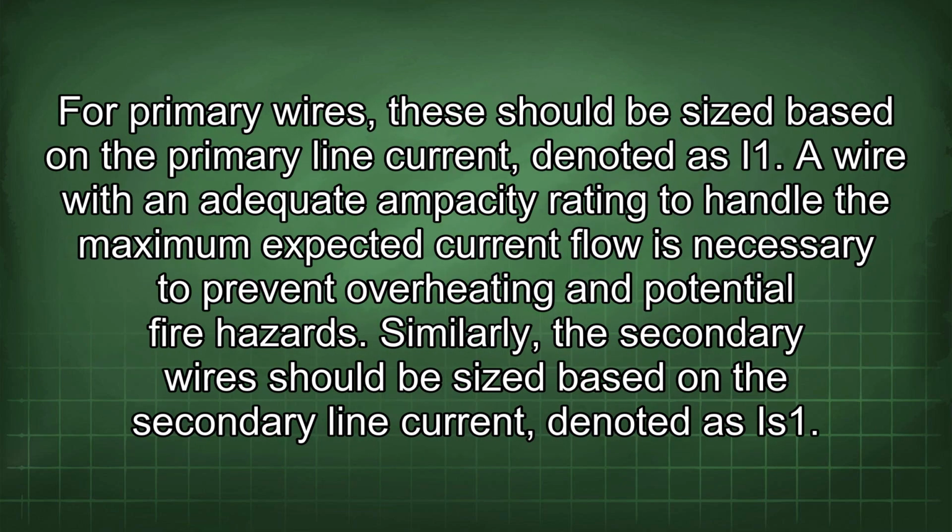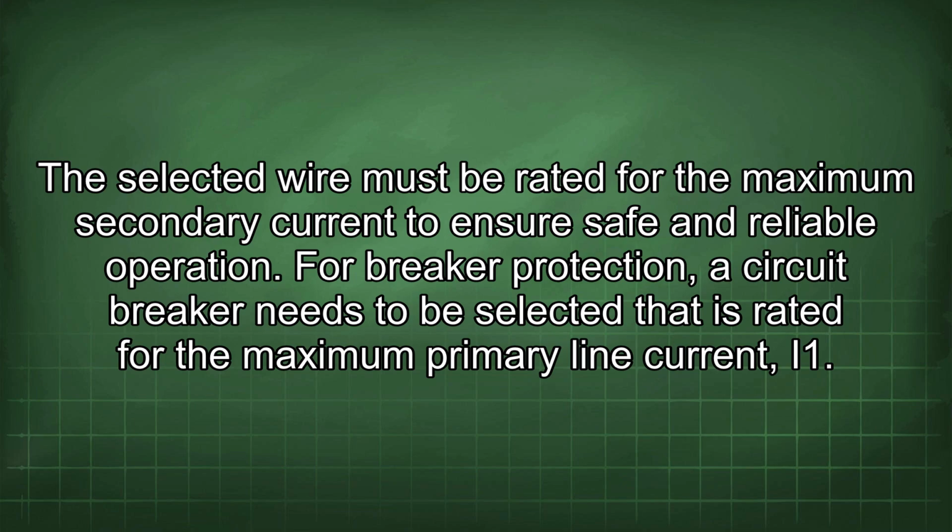For primary wires, these should be sized based on the primary line current, denoted as I1. A wire with an adequate ampacity rating to handle the maximum expected current flow is necessary to prevent overheating and potential fire hazards. Similarly, the secondary wires should be sized based on the secondary line current, denoted as I2. The selected wire must be rated for the maximum secondary current to ensure safe and reliable operation.